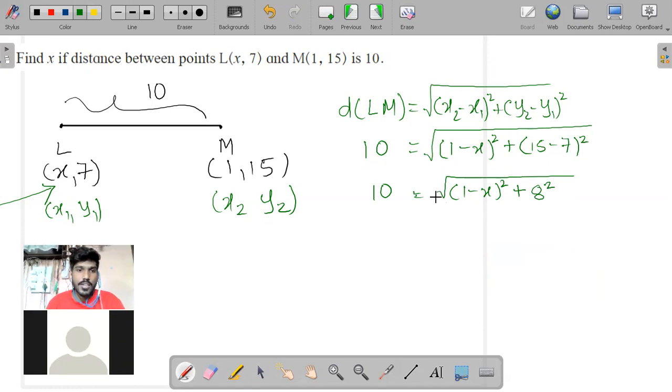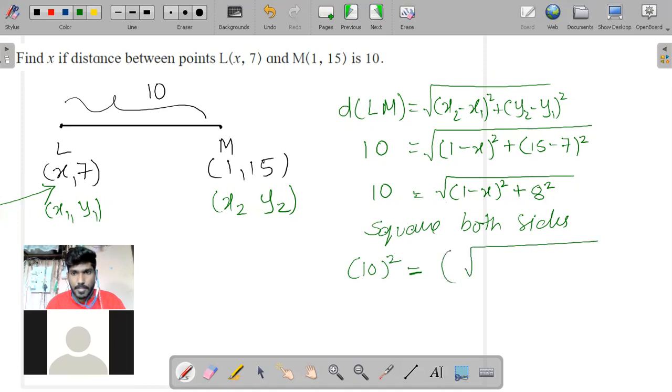Now I need to get rid of the square root sign. I don't want it, I want to remove it. So what will you do? You need square on both the sides? Yes, square on both sides. So when you square both sides, this will become 10 square equal to under root (1 minus x) the whole square plus 8 square, the whole bracket square.